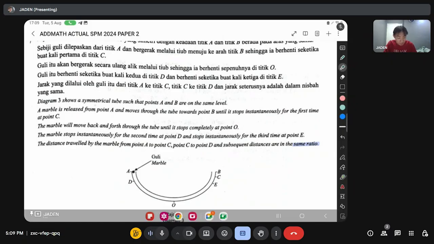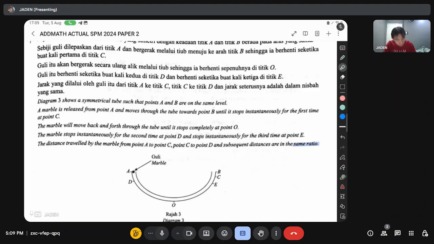Diagram 3 shows a symmetrical tube such that points A and B are on the same level. A marble is released from point A and moves through the tube towards point B until it stops instantaneously for the first time at point C. The marble will move back and forth through the tube until it stops completely at point O. The marble stops instantaneously for the second time at point D and stops instantaneously for the third time at point E. The distance traveled by the marble from point A to point C to point D, and subsequent distances, are in the same ratio.